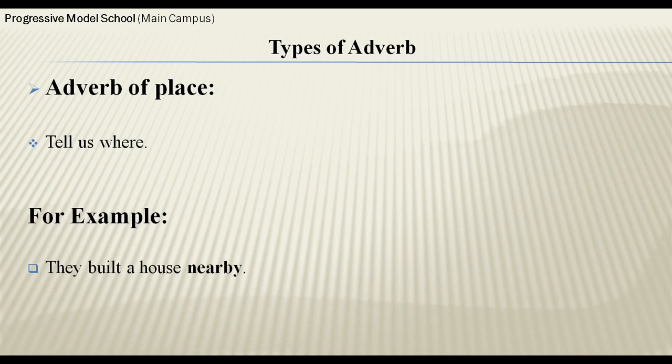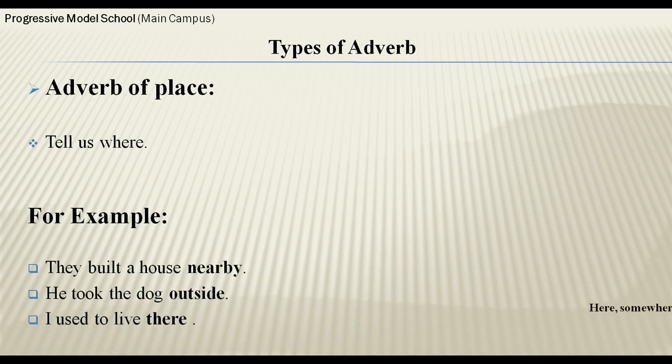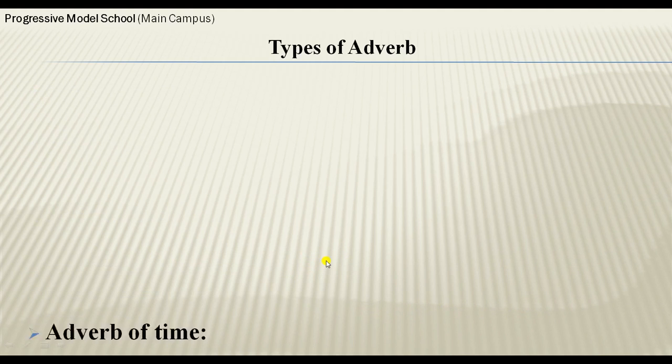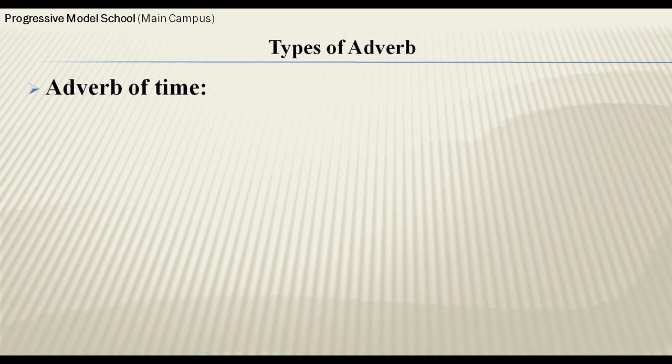They built a house nearby. Where did they build a house? Nearby. He took the dog outside. Where did he take the dog? Outside. I used to live there. Where did I live? There. So the words nearby, outside, there, here, somewhere, upstairs, inside, these all are the examples of adverb of place.